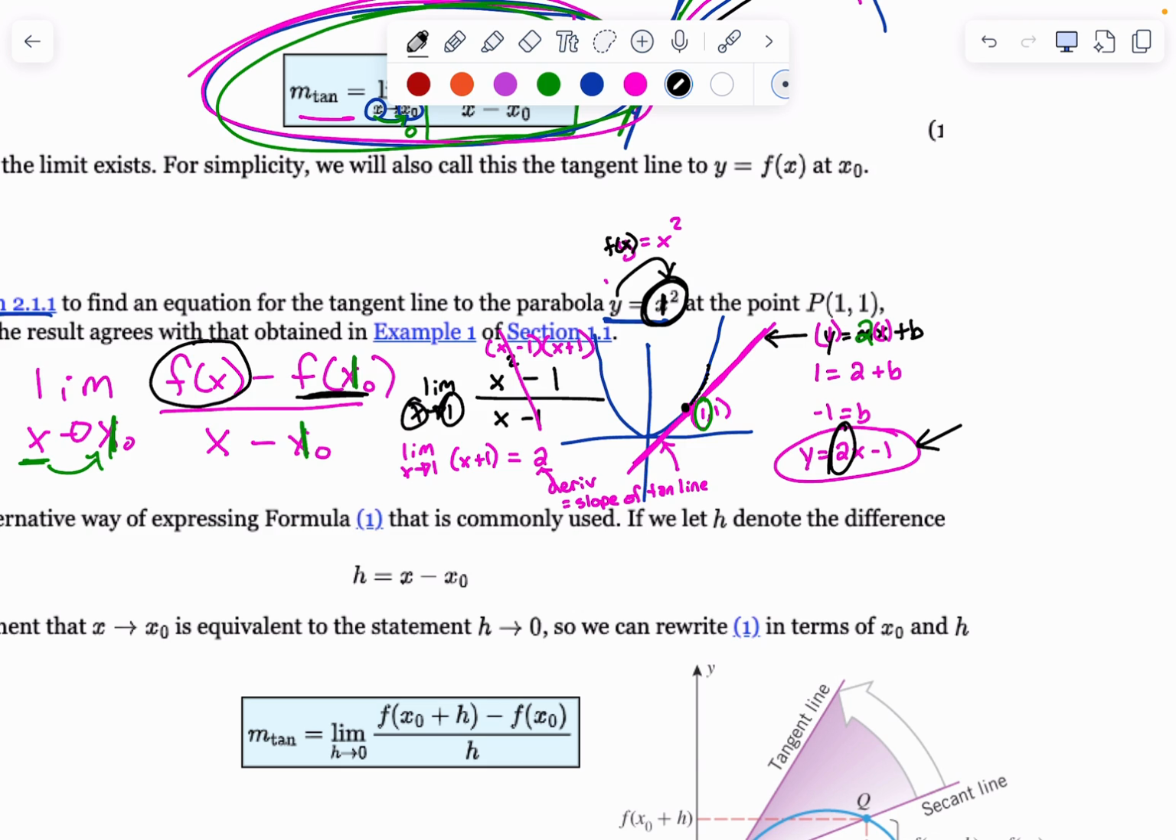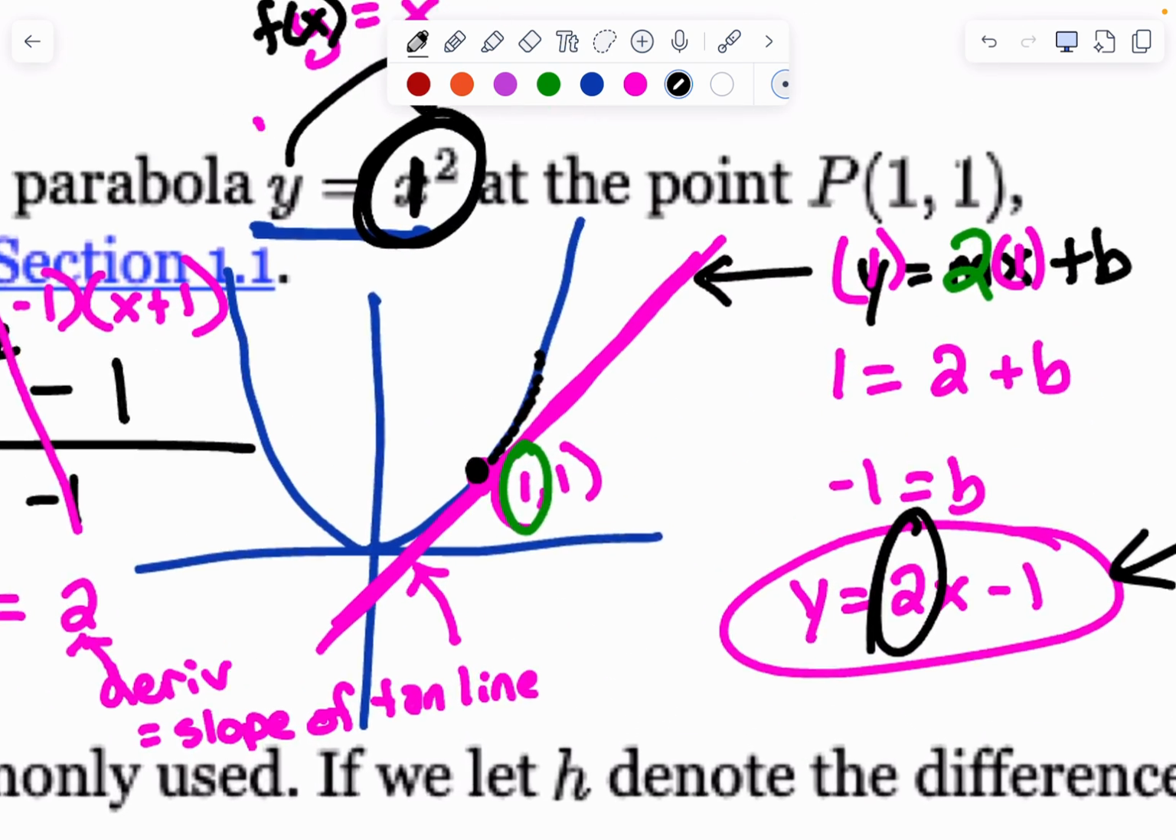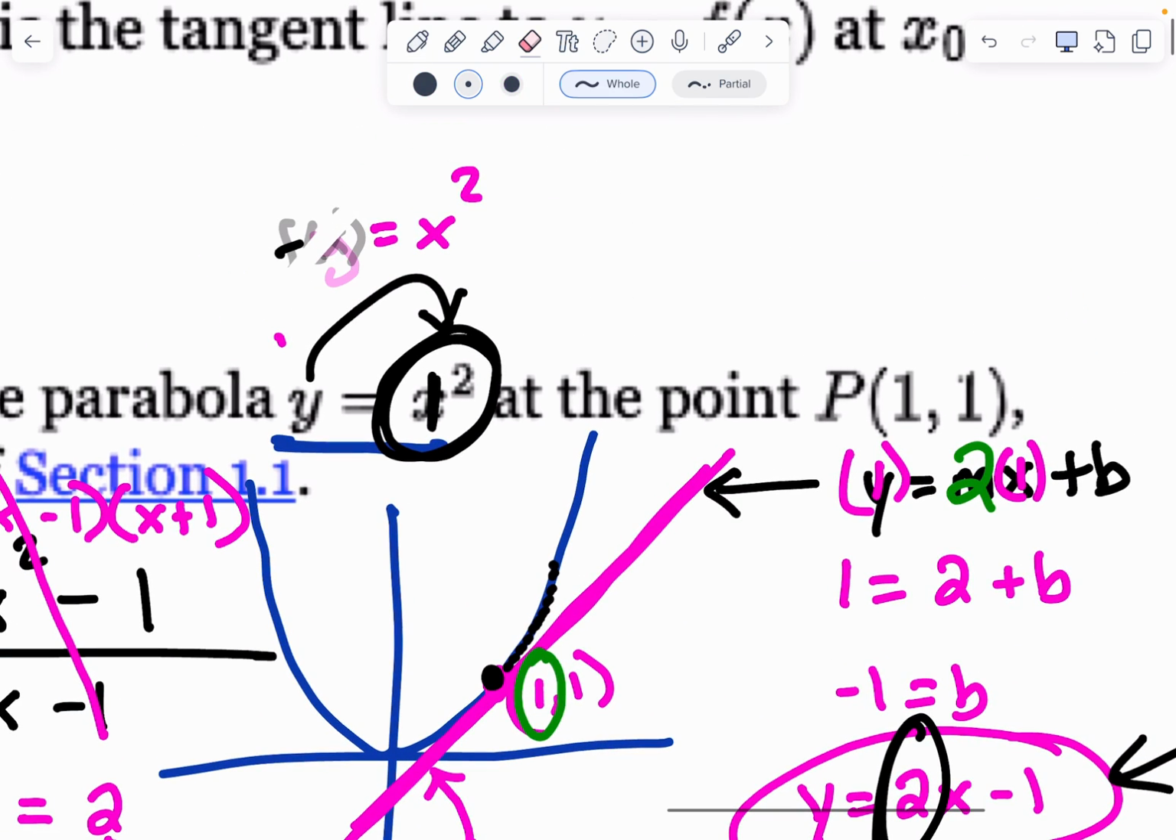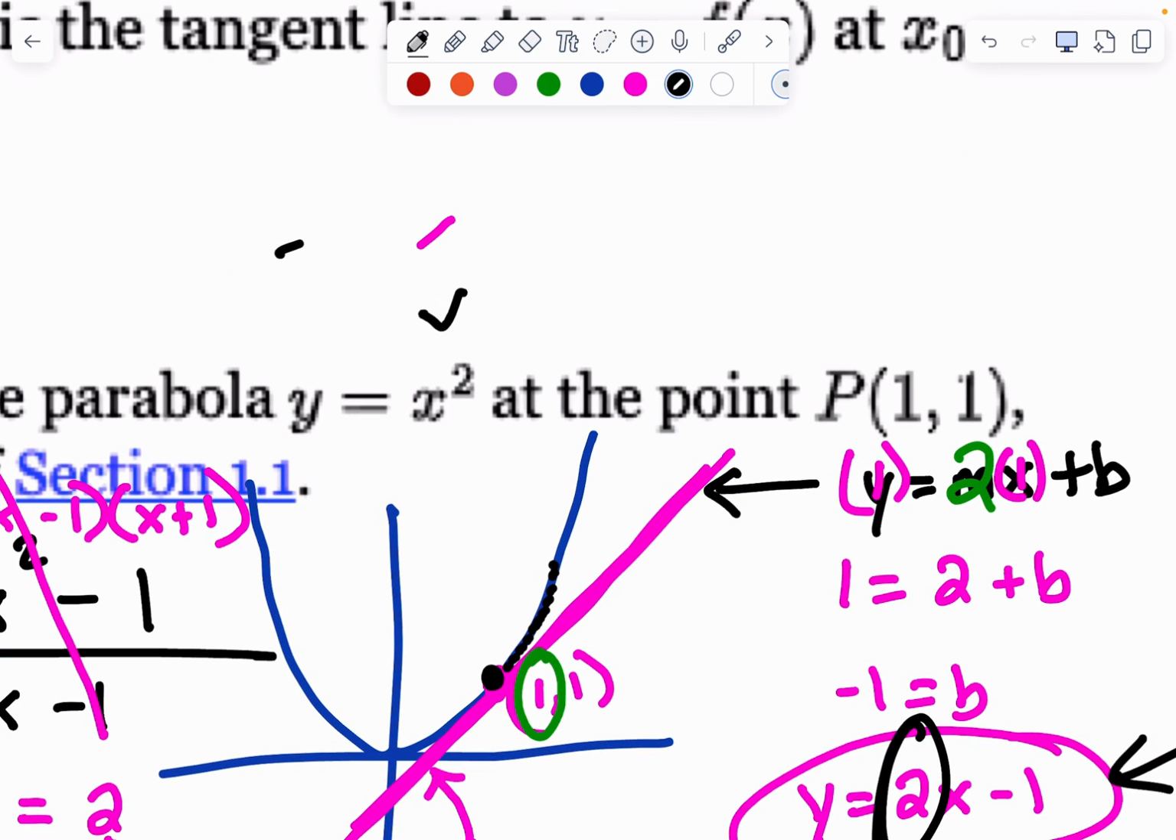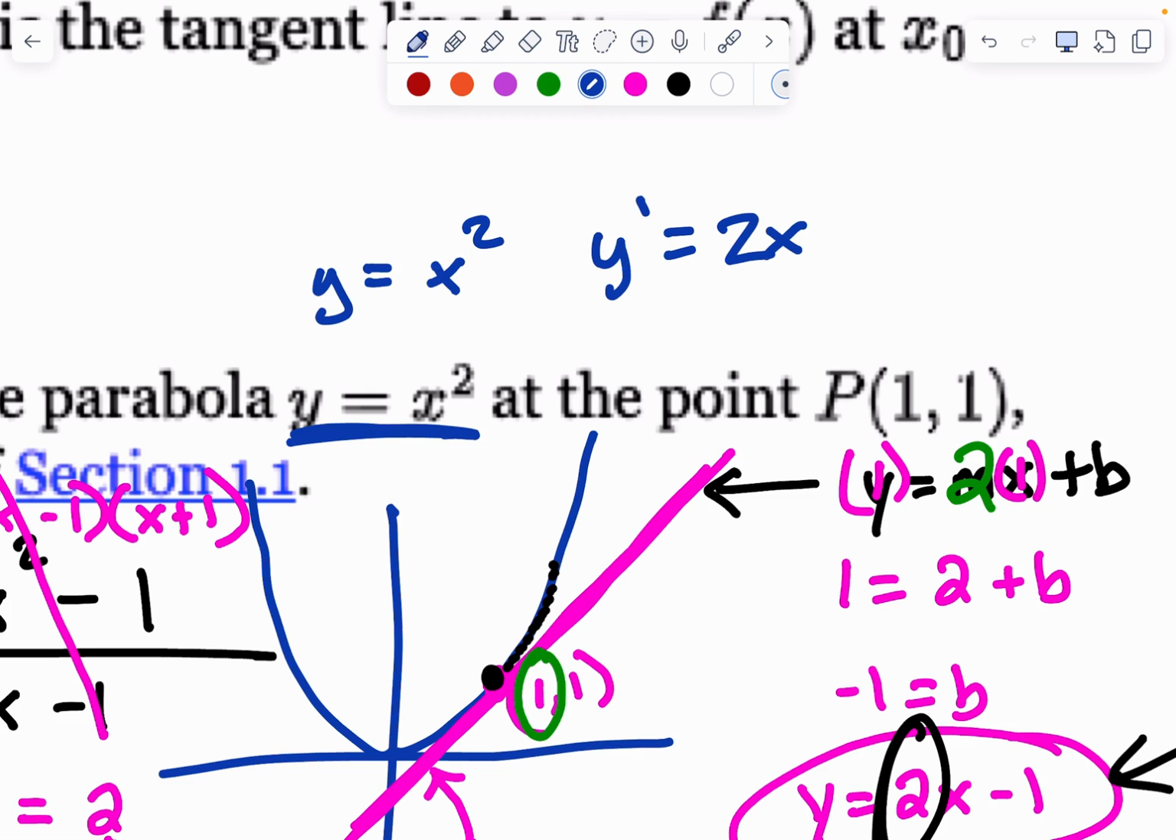We're done, right? Now, we will get to the point where you can find a derivative of this equation without actually using a limit. And that's when we get happier. The derivative of y equals x squared is y prime equals 2x.